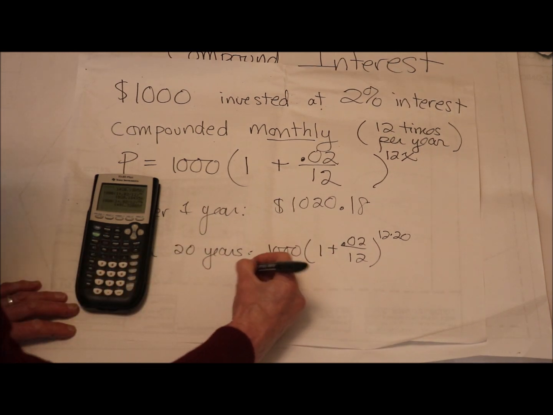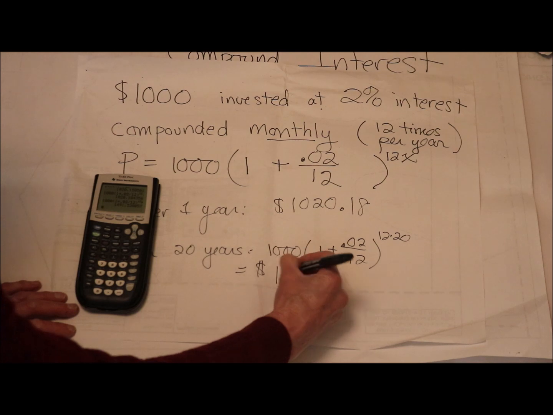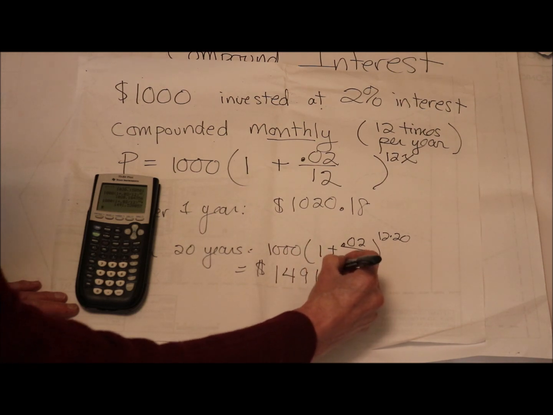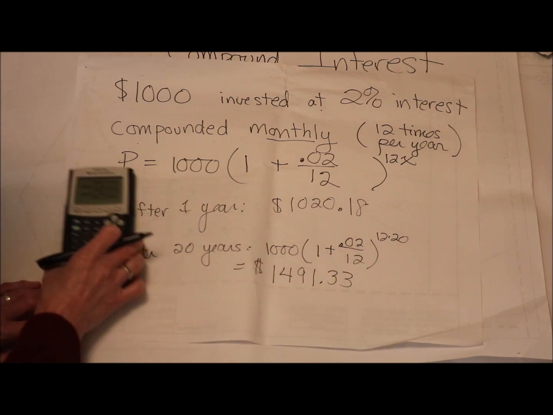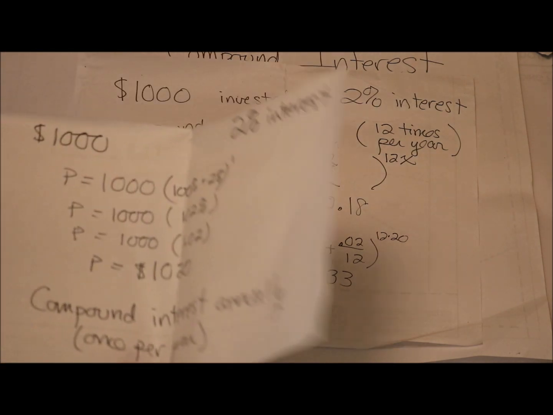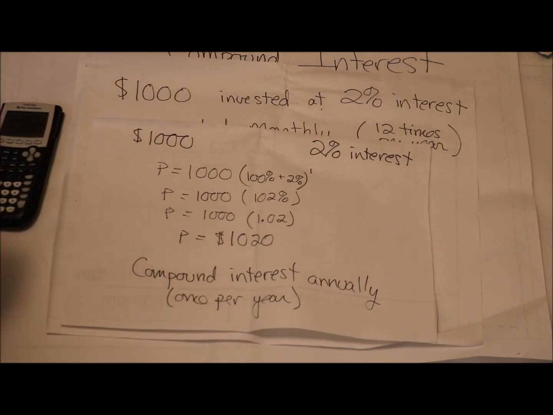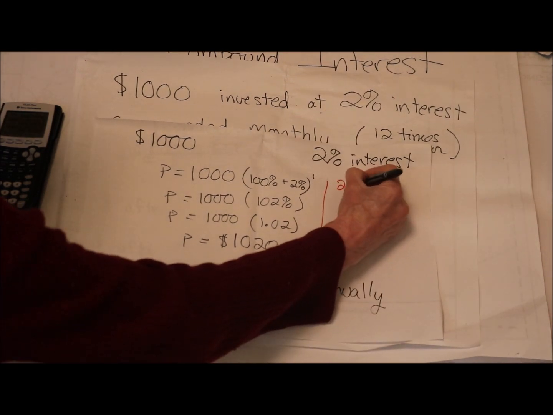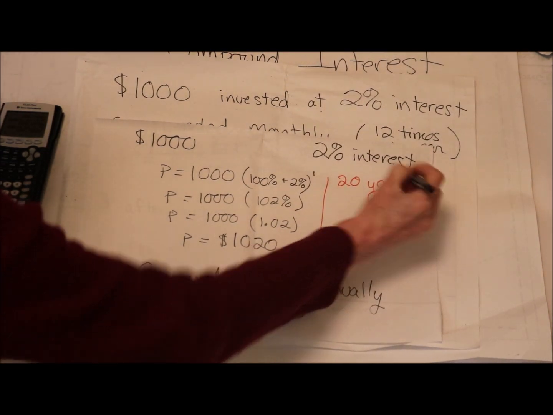And that's going to give me about $1,491.33 after 20 years. Hey, I'm curious. Let's go back to if I had just figured out my interest once a year. If I had just figured out my interest once a year after 20 years, where do you think the 20 would go?